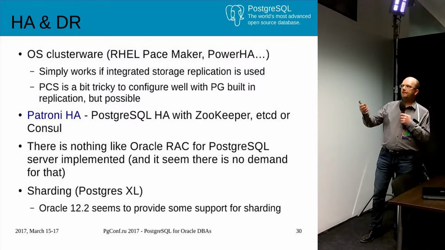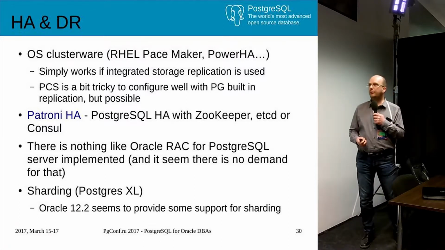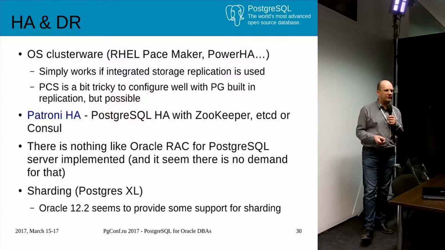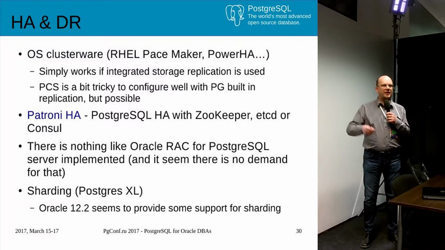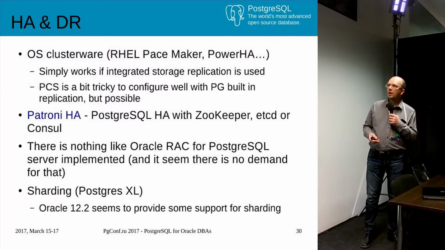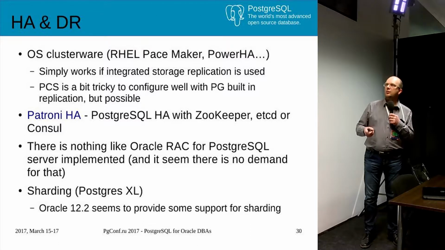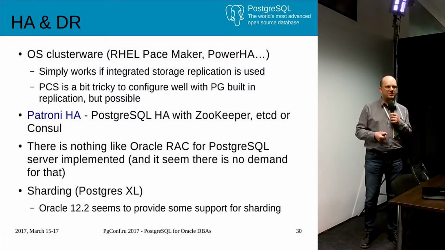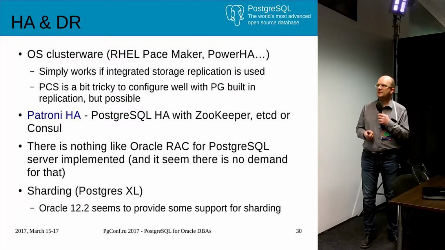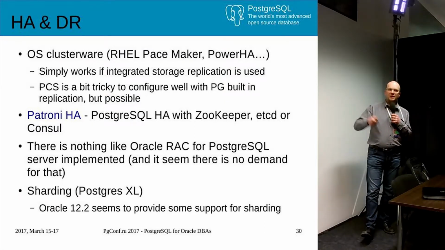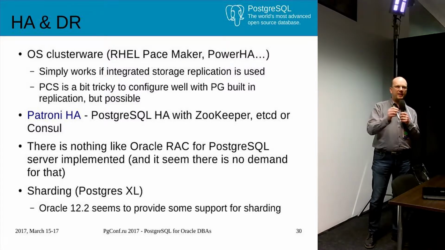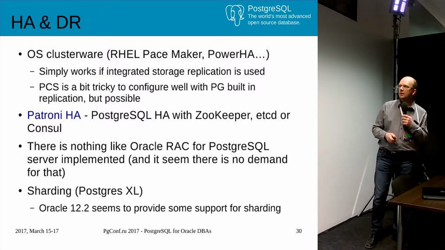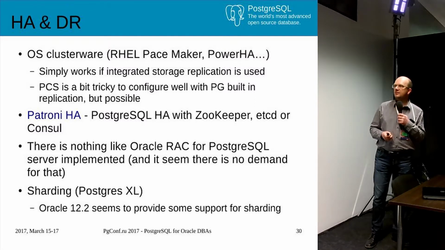Clusterware: for Postgres you might use some kind of operating system clusterware such as Pacemaker built into Red Hat, which might be used if you are an enterprise that has storage replication between data centers, or there is a module or a package which can control the streaming replication using Pacemaker, but it's a bit tricky. Patroni HA by Zalando is a nice piece of software which might be used to control the streaming replication and promote the replica to become a master in case of failure.